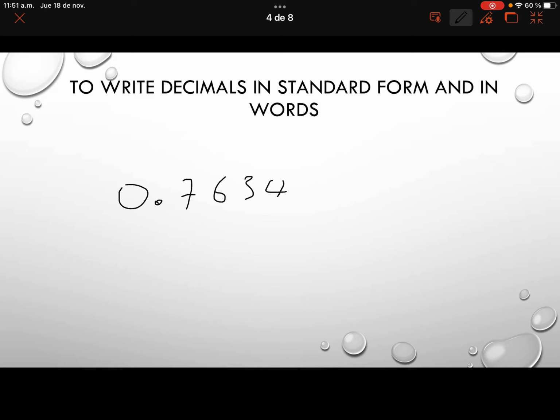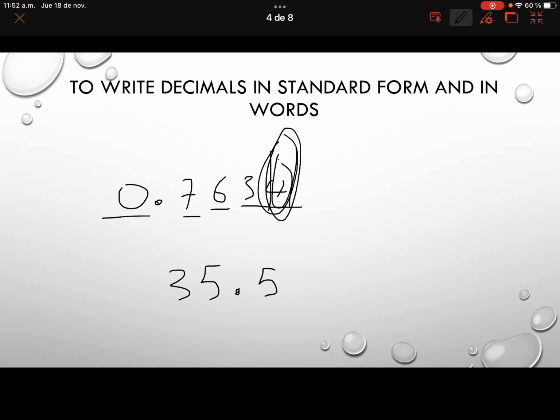Okay, then this number can be written as 0 and 7,634 10,000s, because that's the position in the place value chart for the last number here. Remember that when 0 is the first number, we can just say 7,634 10,000s, because that's the position for the last number. Okay, really simple.